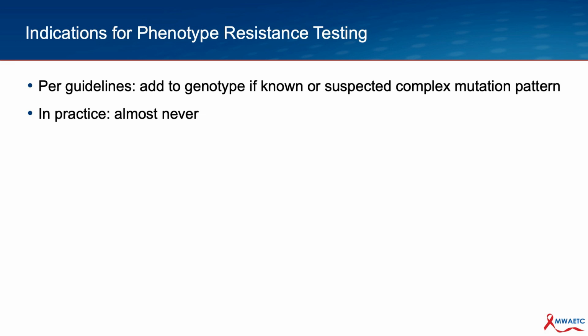So then when do we send a phenotype resistance test? Per the guidelines, the phenotype should be added to a genotype if known or suspected complex mutation pattern, but that's pretty vague. It leaves a lot of wiggle room. And in clinical practice, I would say almost never. Again, one of the main reasons the answer is almost never is because of powerful tools like the Stanford database, which I will show you.